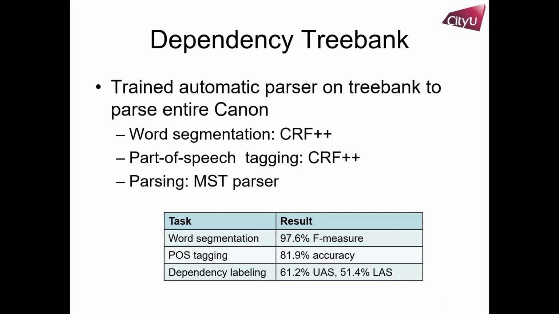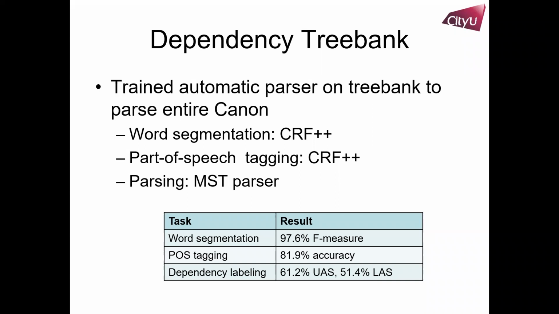Okay, so to do this analysis, the first thing that we did was to parse the entire canon, which has over 50 million characters, by training an automatic parser on the manually annotated portion of the treebank, the one that has 50,000 characters. It's a bit outdated now, so these days we have much higher performing machine learning frameworks for training parsers. But what we did at the time was train a CRF model for word segmentation, also a CRF++ model for part-of-speech tagging, and we used the MST parser to train our dependency parser.